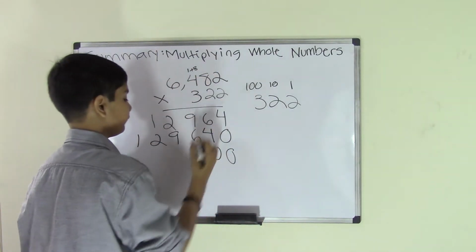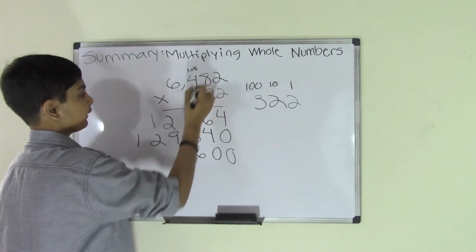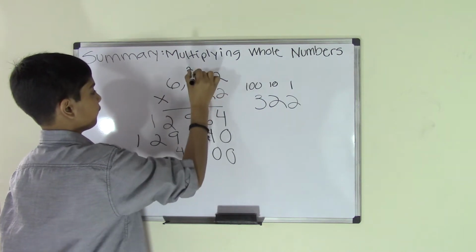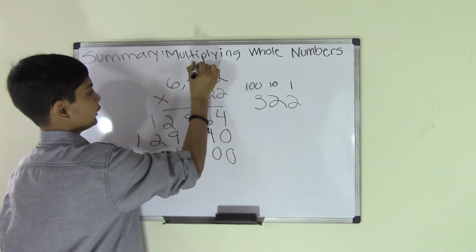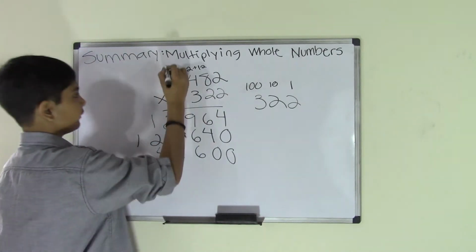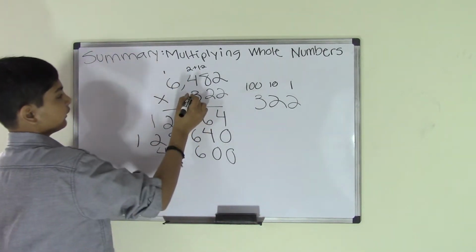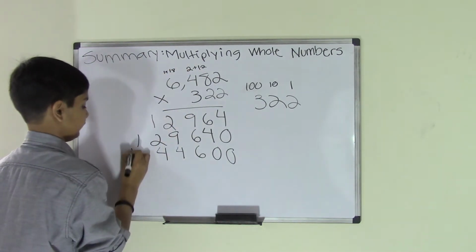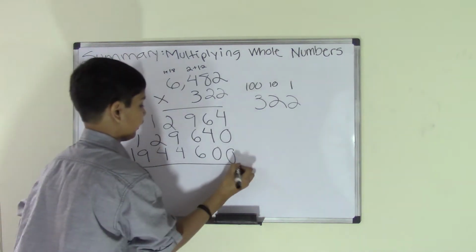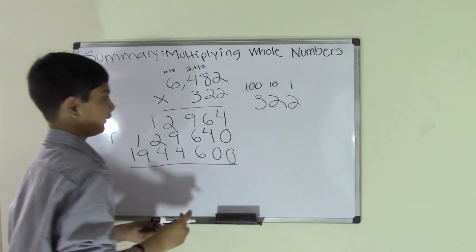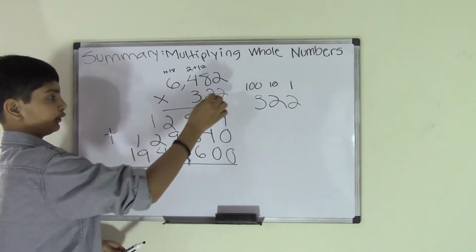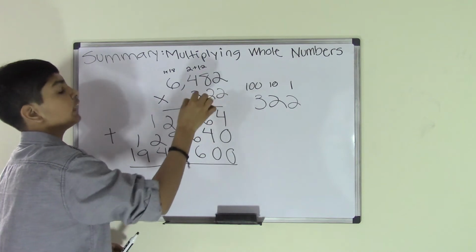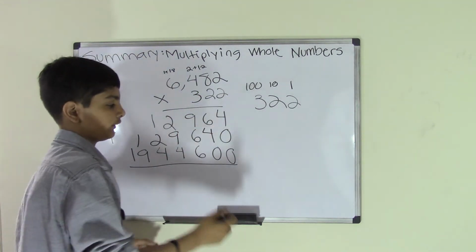Now we do 3 times 2 is 6, 3 times 8 is 24, bring that 2 over. So 3 times 4 is 12. 12 plus that 2 is 14. And that 1 over, 3 times 6 is 18, plus that 1 is 19. Now we go ahead and add them. Why do we add them? Because these are 3 different products. We're doing 2 times that number, then 20 times that number, and then 300 times that number. So we need to add those products to get our last product.